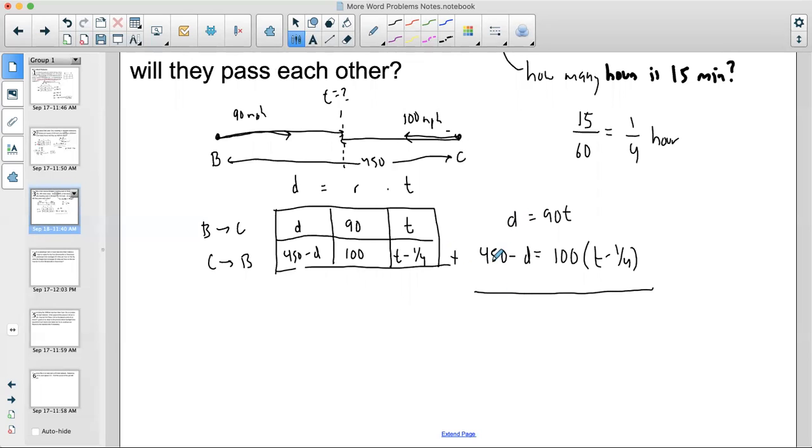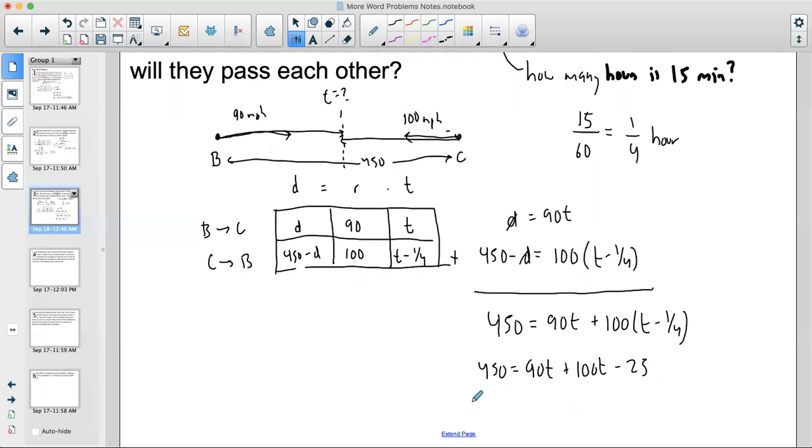D plus 450 minus D, the D's cancel out. I get 450 equals 90t plus this mess, 100 times t minus 1/4. And now we just have to get the t's by themselves. So maybe distribute the 100: 450 equals 90t plus 100t minus 25. 100 times a fourth is 25.